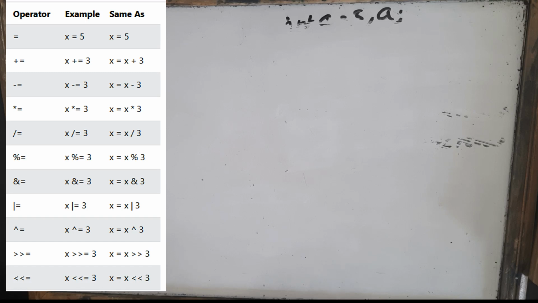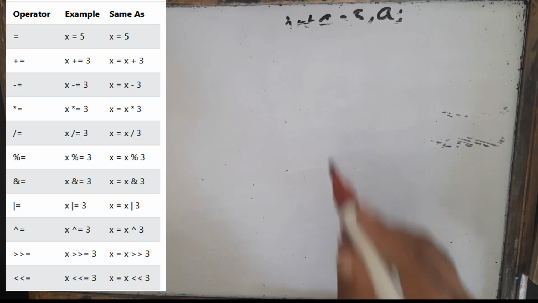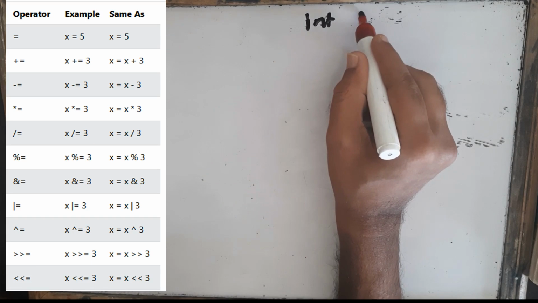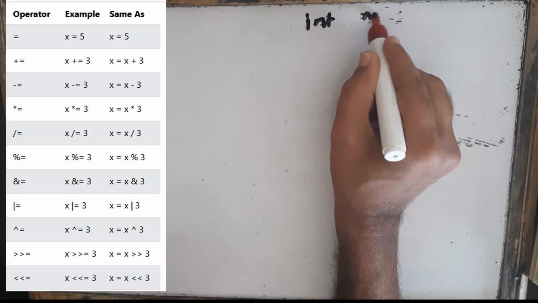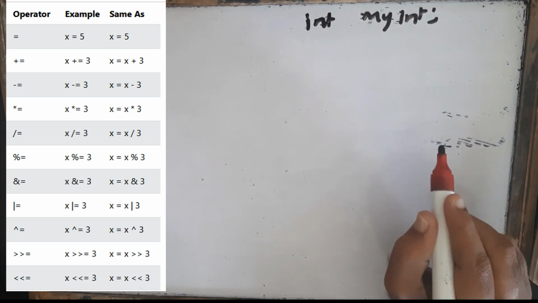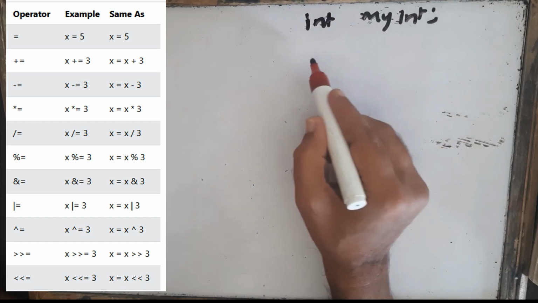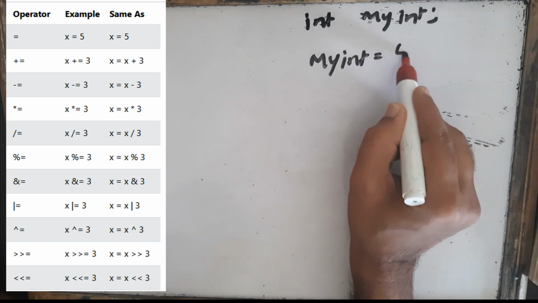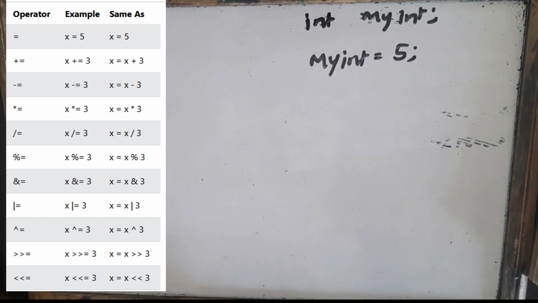These are the operators, assignment operators we call them. You can see here, when you say my int is equal to 5, this is the assignment operator, simple assignment.